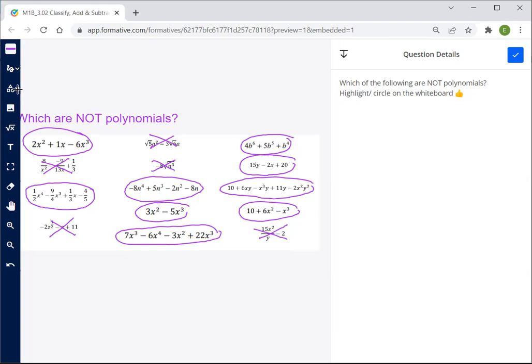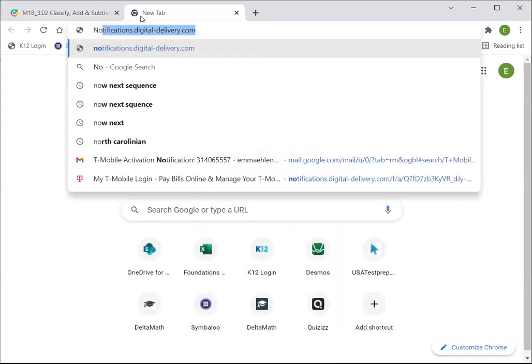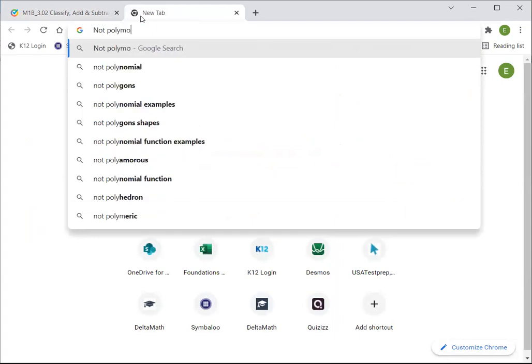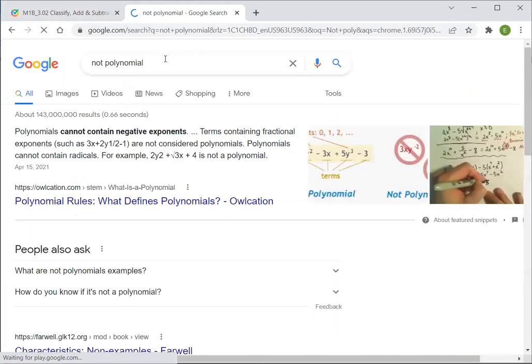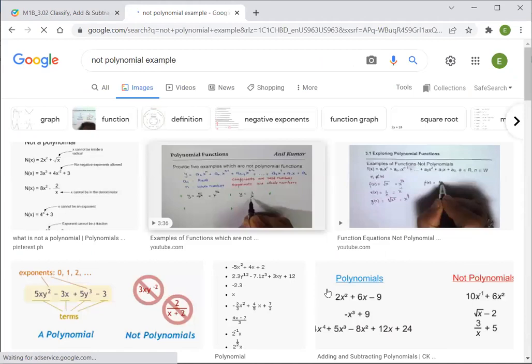Okay, so you don't want fractions, you don't want negative numbers as the square root. And guys, I typically Google it. Not polynomial. Polynomial examples. And usually we can find a pretty good picture of the ones that are not.